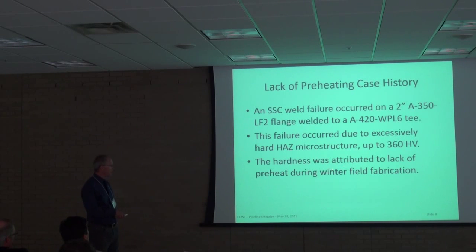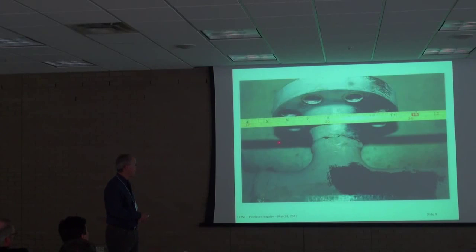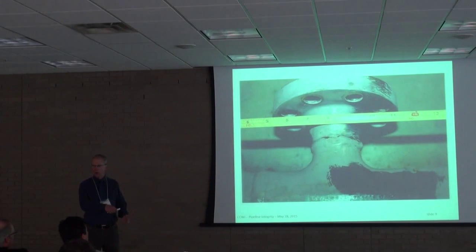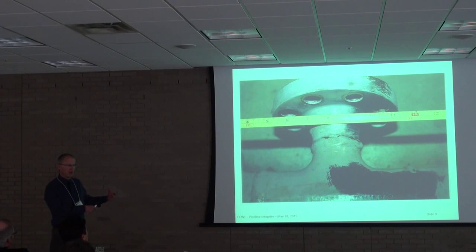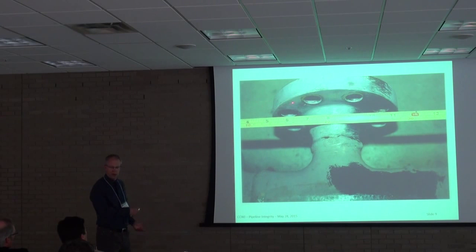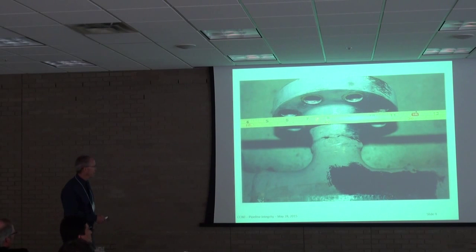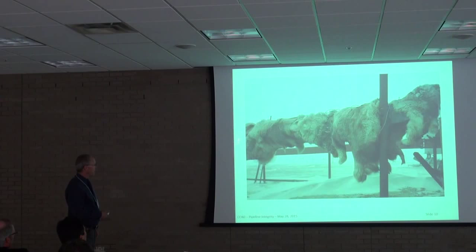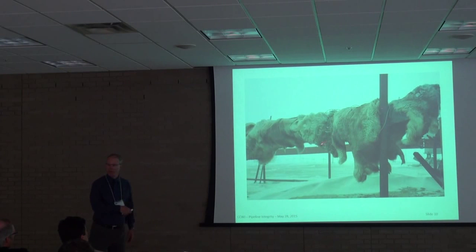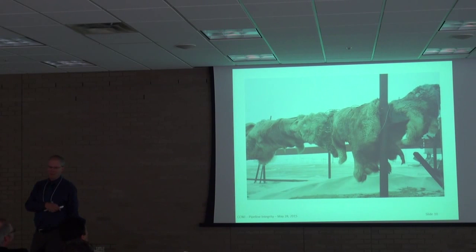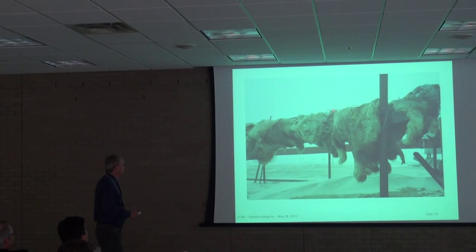And the hardness was attributed to a lack of preheat during field fabrication. So again, things are designed right. They designed the weld right, probably had the right weld procedure, did everything right, but then when the guys are out welding in the low temperature, the cold, they didn't properly preheat, didn't properly wrap and control cooling. Next thing you know, you end up with a catastrophic failure. So things like weld blanketing, you can improvise if you have to. But you've got to control your cooling.